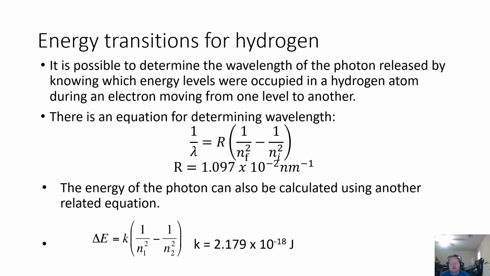Since wavelength and energy are interconnected, you also have an equation for energy. So we have 1 over n1 squared minus 1 over n2 squared, and then k is the constant we have for that. Note, if you found the wavelength or energy, you could also use your equation to go between them. Once you know the wavelength, you can use E equals hc over wavelength, and that would work as well.